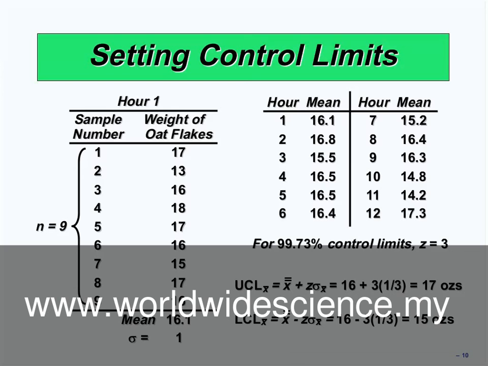Sigma is 1. Please look at the bottom of the slide. I gave you the sigma. Sigma equal to 1. Okay. Z is 3. In the parentheses, please look at the parentheses: 1 divided by radical n. Radical n is radical 9. Radical 9 is equal to 3. So it is 1 divided by 3.